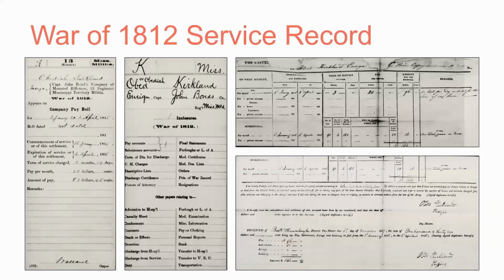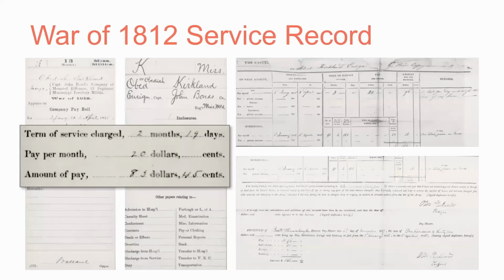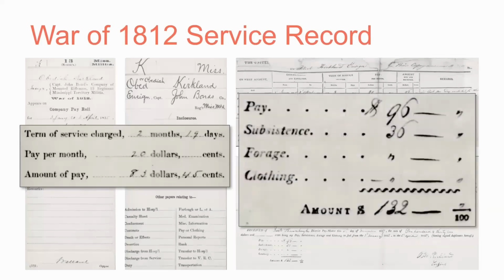There are 4 other documents found within Obadiah's CMSR, and all of these refer to his payroll. It's interesting just to see how much they get paid. So you just want to make note of all of the different things. It says he was paid $83.45 for his 3 months of service, and then it also shows he got $132.